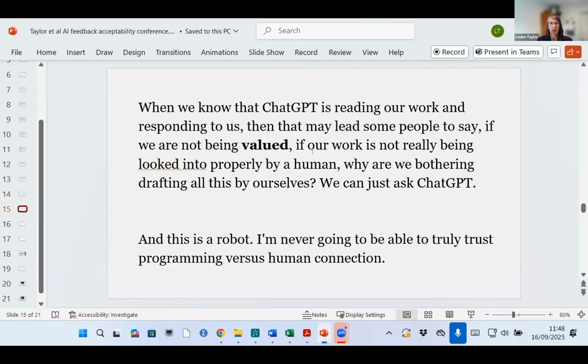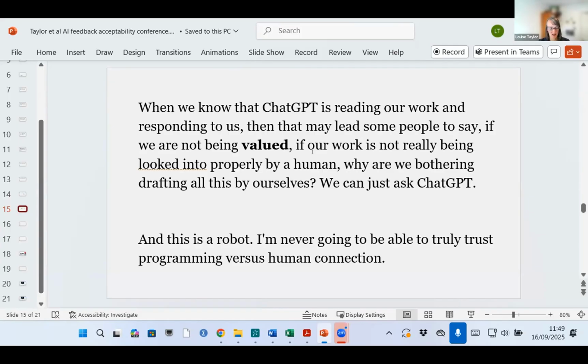Similarly, there's this thing about the human connection and students wanting to feel valued and to feel like the effort that they've put into writing their assignment is reflected in the effort that we're going to put into marking it. And if we're just getting ChatGPT to give feedback or do marking, then that's not valuing the student's own effort. So this student said, when we know that ChatGPT is reading our work and responding to us, then that may lead some people to say, well, if our work isn't really being looked into properly by a human, why are we bothering drafting this all by ourselves? We can just ask ChatGPT.